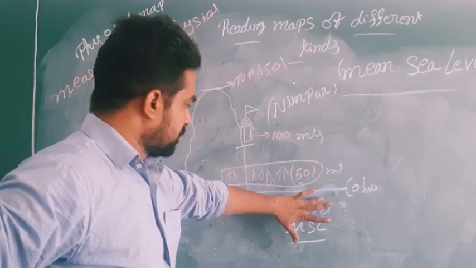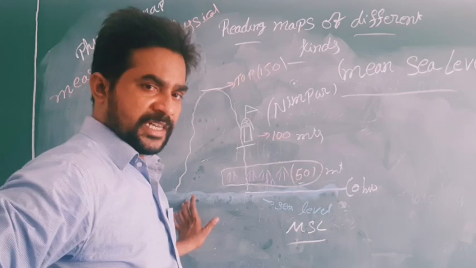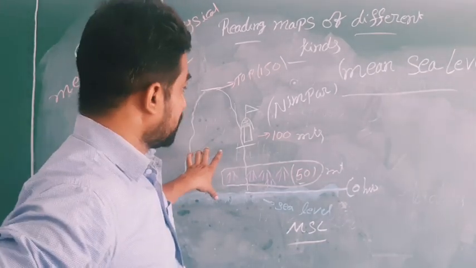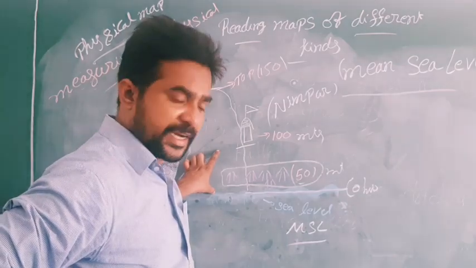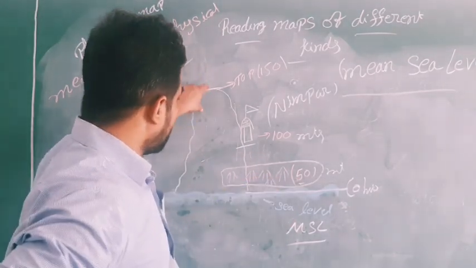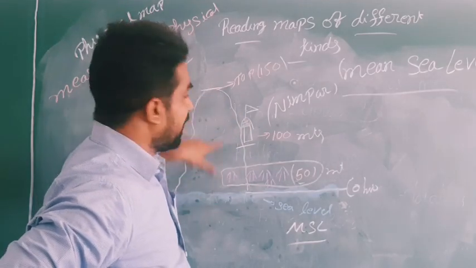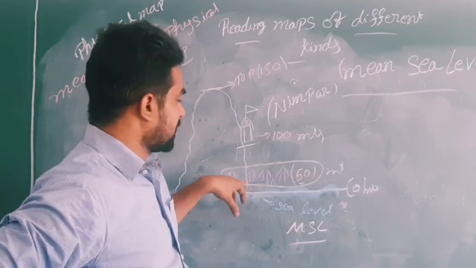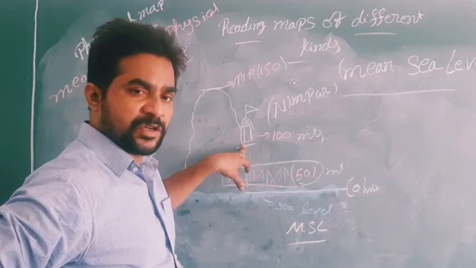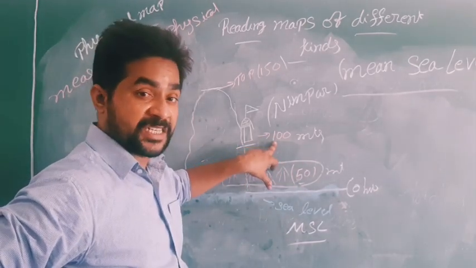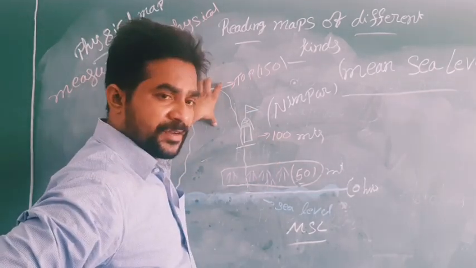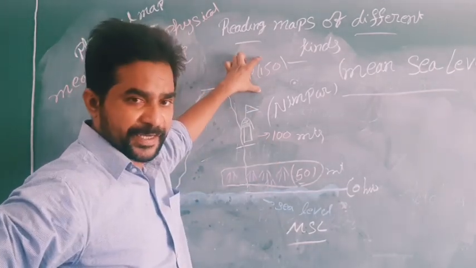Sea level means that throughout the world the sea level is equal. Here, the village Nimpur was located about 50 meters above sea level. This is a mountain we have given here, and in this mountain we mentioned this village above 50 meters height, the temple located about 100 meters height, and the top of this village at 150 meters height.